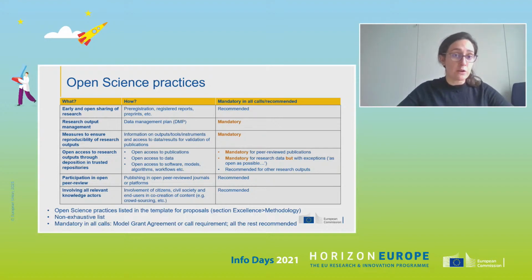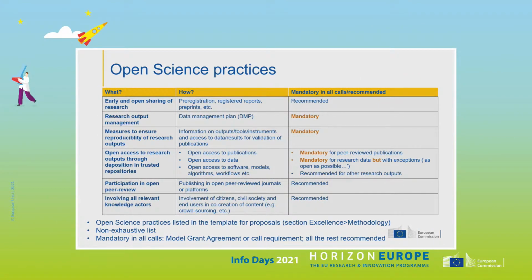There are some mandatory open science practices which are mandatory for Horizon Europe beneficiaries because they are set in the Horizon Europe Model Grant Agreement, and because additional mandatory open science practices can also be set at the level of the work program in the calls. I will explain those that are mandatory. Beyond those which are mandatory per the Model Grant Agreement or the work program, there are recommended open science practices. Which are those recommended open science practices? All open science practices which are not mandatory are recommended.